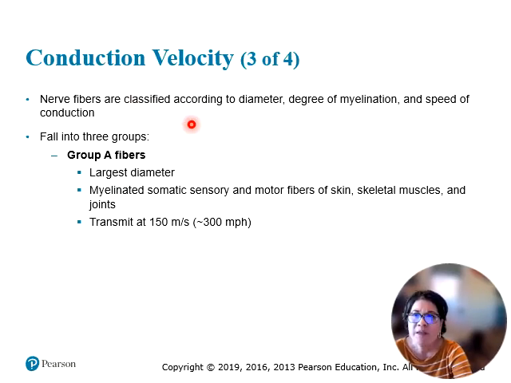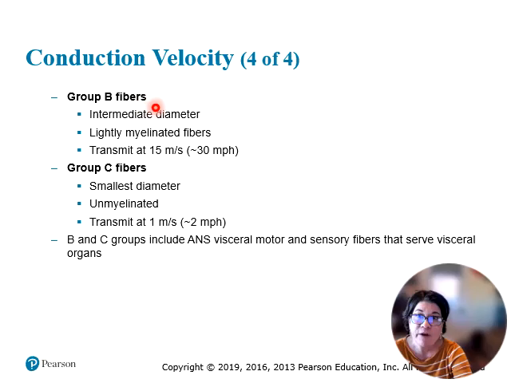Okay, conduction velocity. So there's different types of fibers that are going to affect how fast the nerve impulse is conducted. Group A fibers are larger. It's going to go really fast, 300 miles per hour, which is very, very fast. Group B fibers are medium size, and they only go about 30. And then group C fibers are smallest. They're unmyelinated. They go about 2.